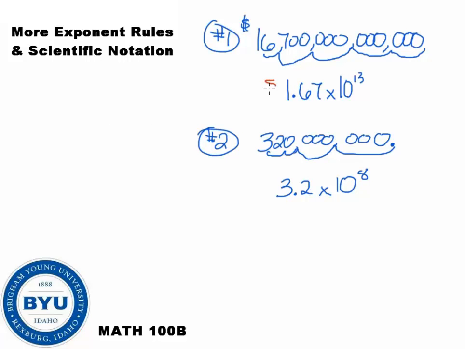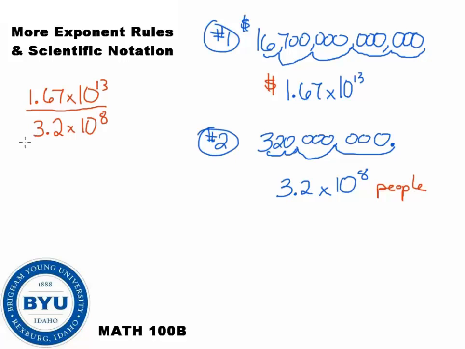So I've got the national debt here. If we divided the national debt by the total number of people, well, that would help us figure out how much you and I and every single person in the United States owes if we wanted to pay off the national debt. To do that, we would have to do 1.67 times 10 to the 13th power divided by 3.2 times 10 to the 8th power.